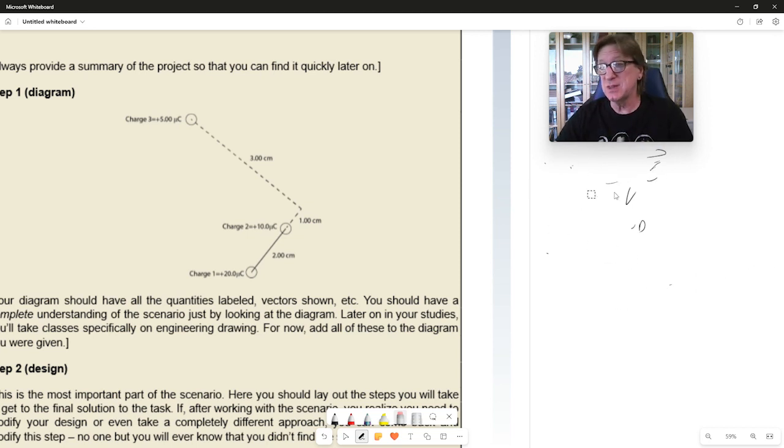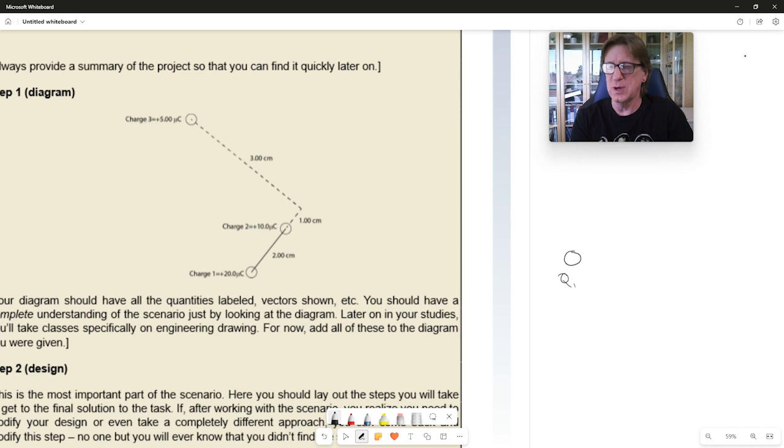It doesn't change anything. What you're actually doing is saying, okay, I'm going to draw my i hat direction to be this way, and my j hat direction is going to be perpendicular to that. But a lot of students find that hard to visualize. So what we're going to do over here is redraw it so that I have a bunch of charges in a line.